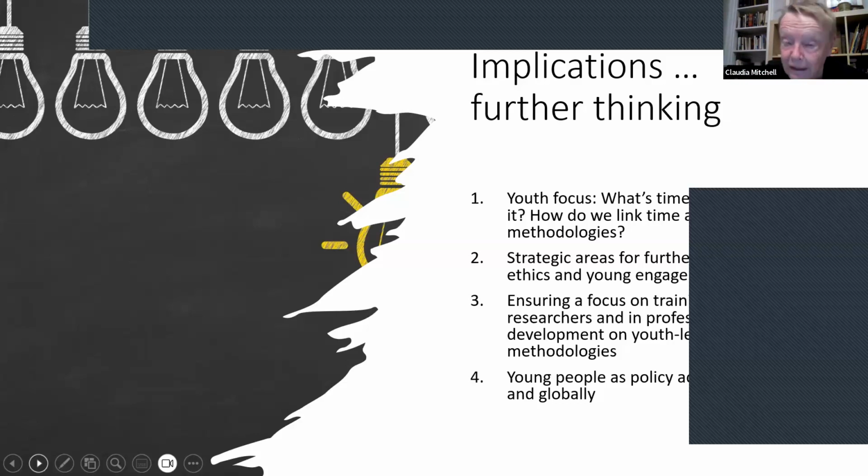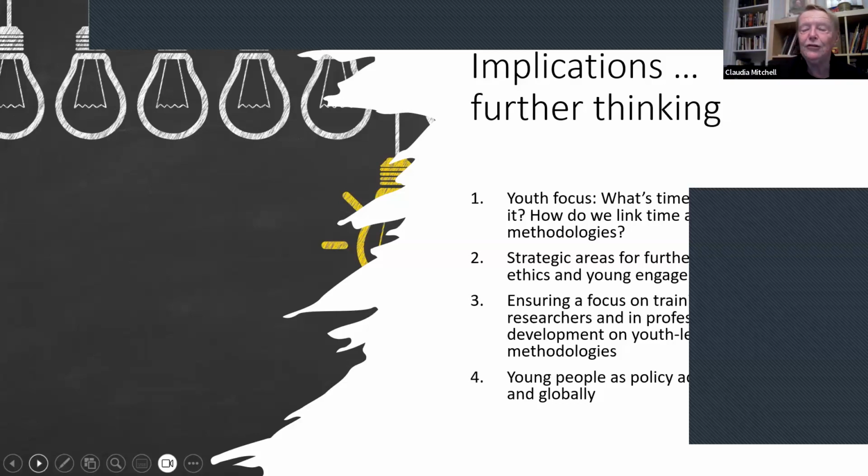I've alluded to ethics. I believe that this is a huge area around young people and social change, and where are they positioned so that their vulnerabilities and their rights are acknowledged. And I think that this is a huge area that we can do more work on. Ensuring a focus on training researchers and professionals in these areas. People often say to me, well, how do you get policymakers to pay attention to young people's cell films, photovoice projects, or exhibitions, or other areas?